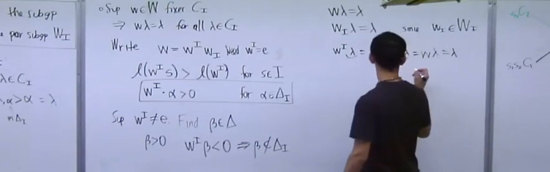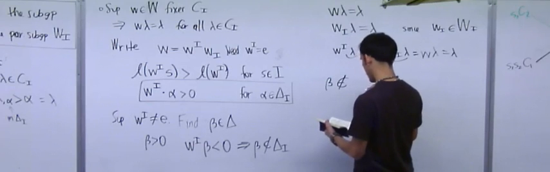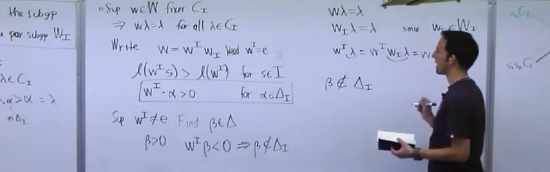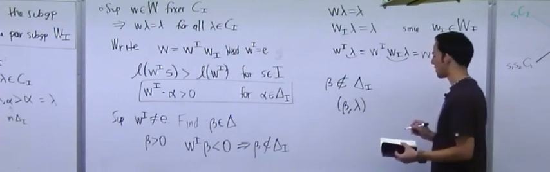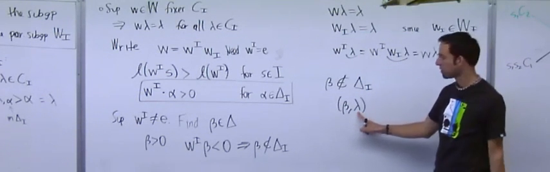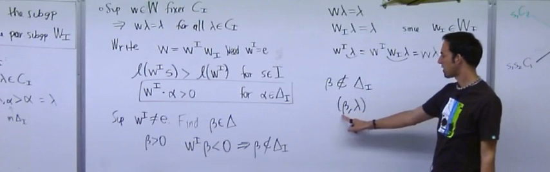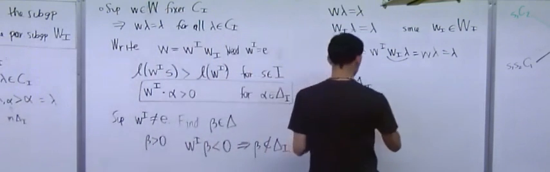And the reason I'm done is the following, that I know that beta is not in delta I. So if I take the inner product of beta and lambda, what's going to happen? Well, lambda is in Ci, and I'm taking the dot product with one of the roots that is not in delta I. So if I come here and look carefully at what that is, I'm in this situation, and I have a positive inner product. Okay.